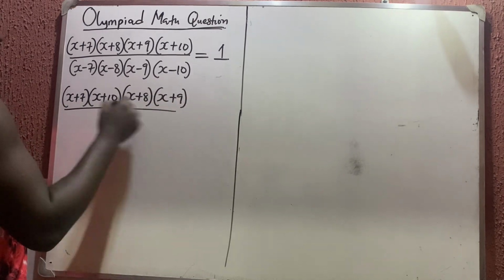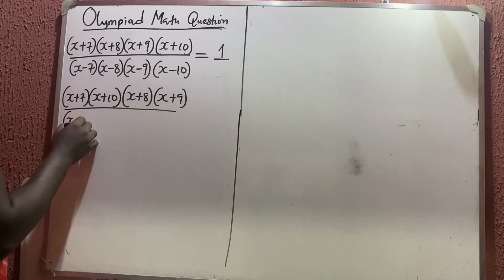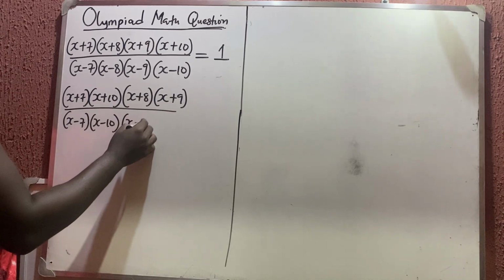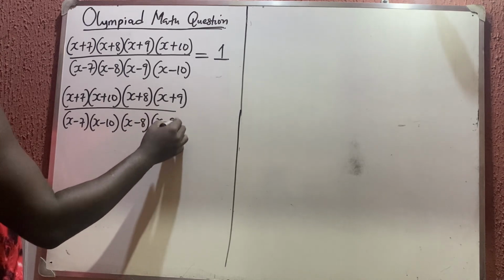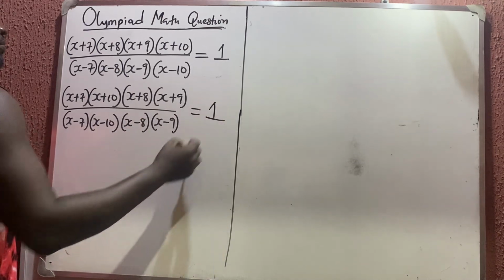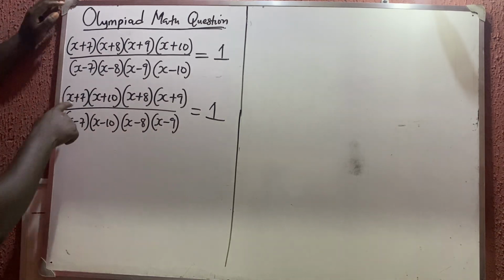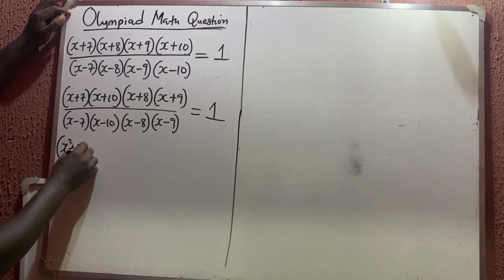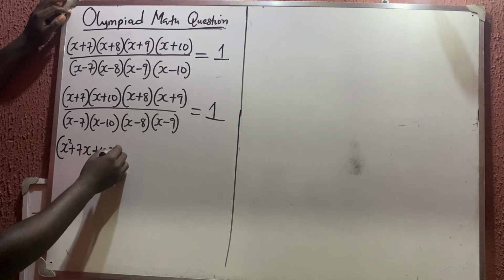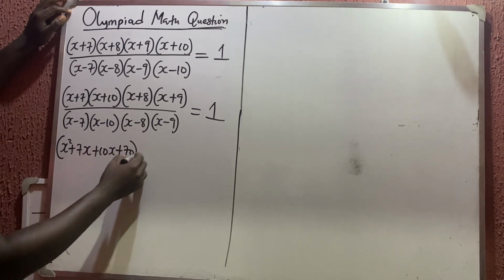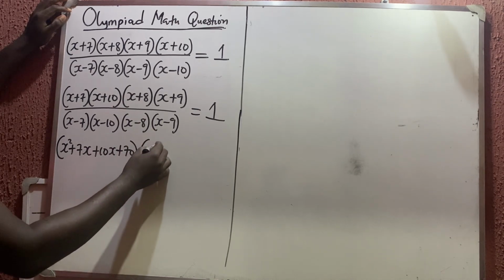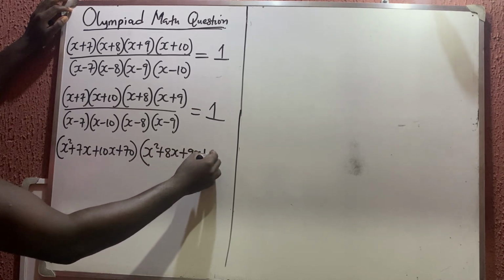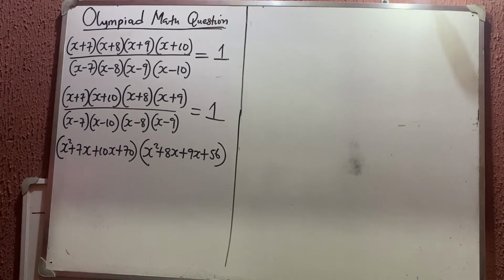Okay, the same thing here: (x minus 7) multiplied by (x minus 10), while (x minus 8) is multiplied by (x minus 9), is equal to 1. Now let us multiply. I'm going to have x squared plus 7x plus 10x plus 70, into x squared plus 8x plus 9x plus 56, right?